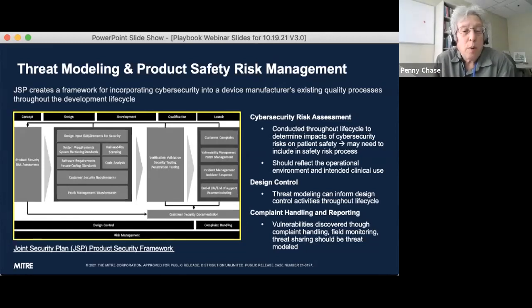And finally, once a product is launched, vulnerabilities can be discovered through complaint handling, through field monitoring, through threat information sharing. And as those vulnerabilities and risks are discovered, they should be threat modeled. And that may in turn lead to additional design and development. As you can see in the JSP, there are a lot of feedback loops along the lines of what Matt was talking about. Next slide.